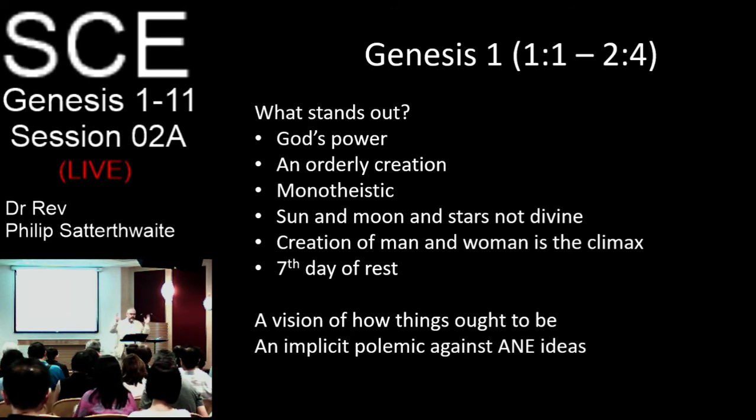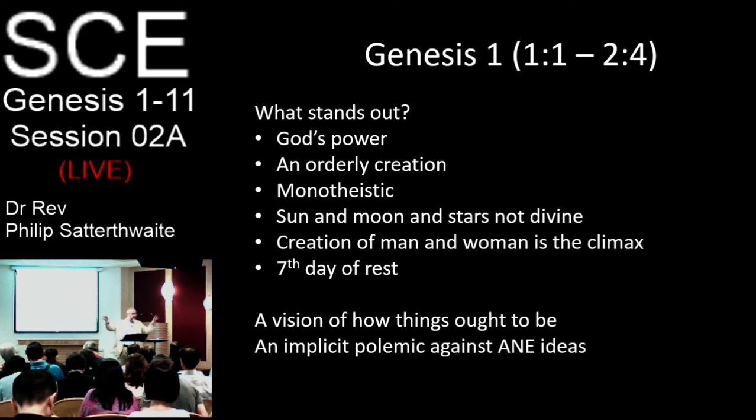It's a very clearly structured account. You've got the balance of days 1 and 3 and days 4 and 6 in this account. In day 1, light and dark is separated. In day 4, sun, moon and stars, which will mark light and darkness, are created. In day 2, water and sky are created, or separated. In day 5, the sea creatures and the winged creatures are created. On day 3, the dry land emerges and plants are created. On day 6, land animals and humanity are created.